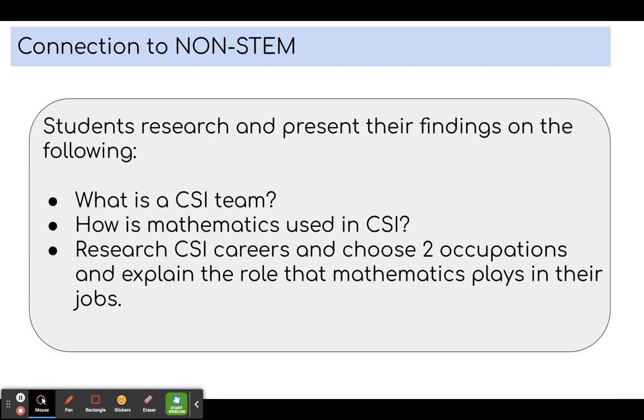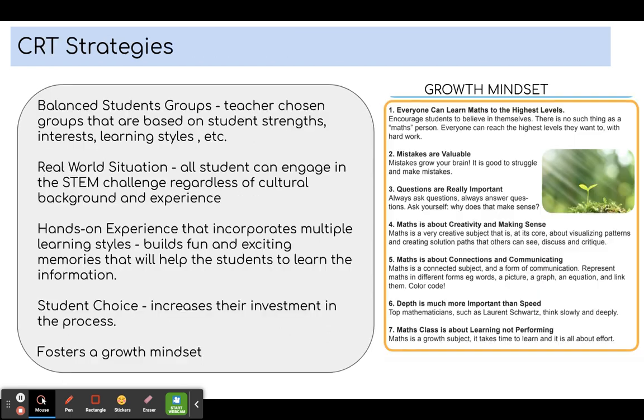The connection to non-STEM: they're going to research and present their findings on these questions. What is a CSI team? How is mathematics used in CSI? They will research careers and choose two occupations and explain the role that mathematics plays in their jobs.